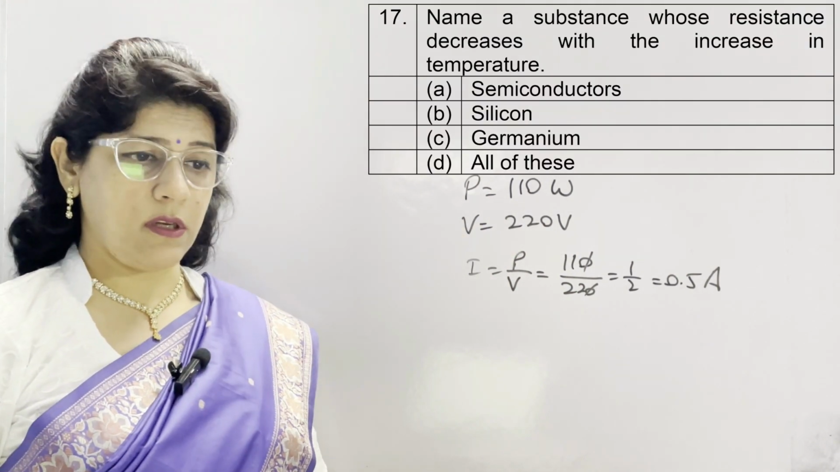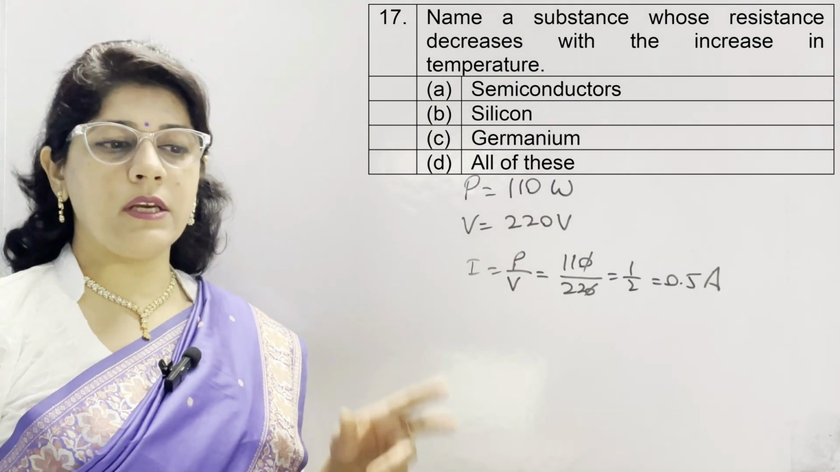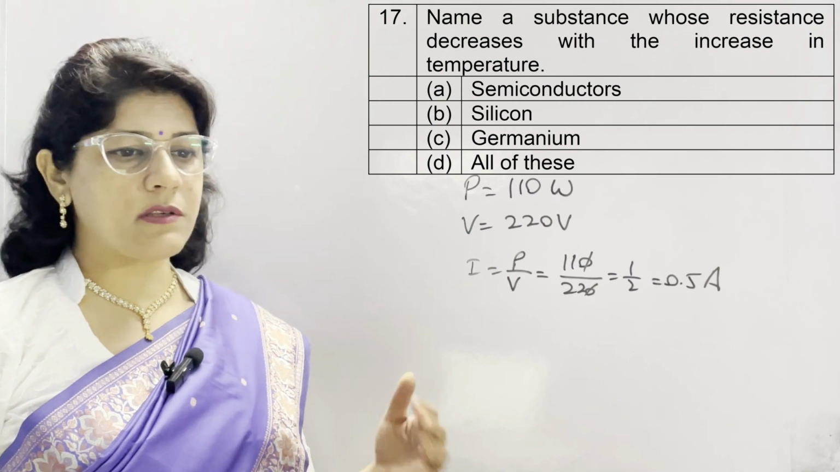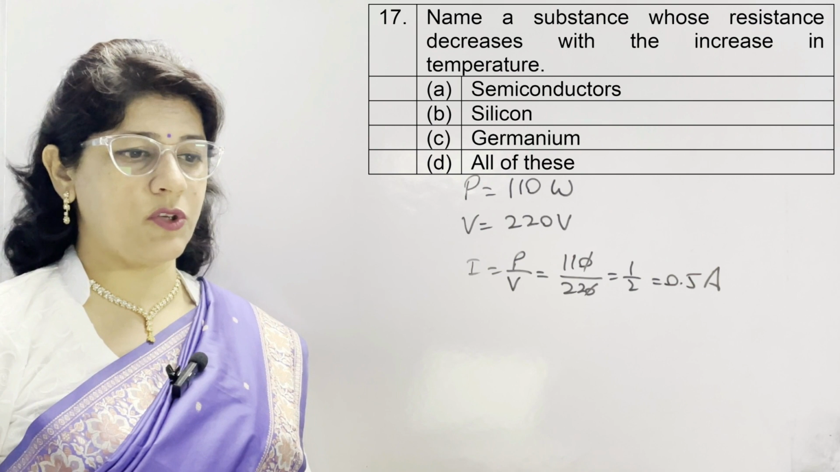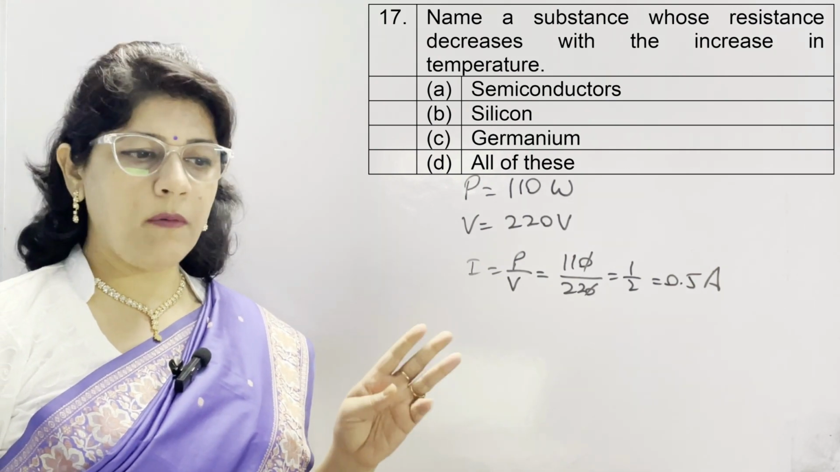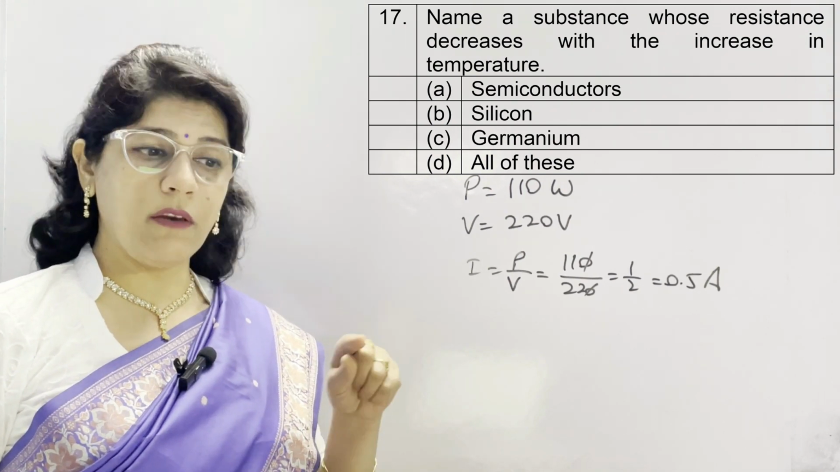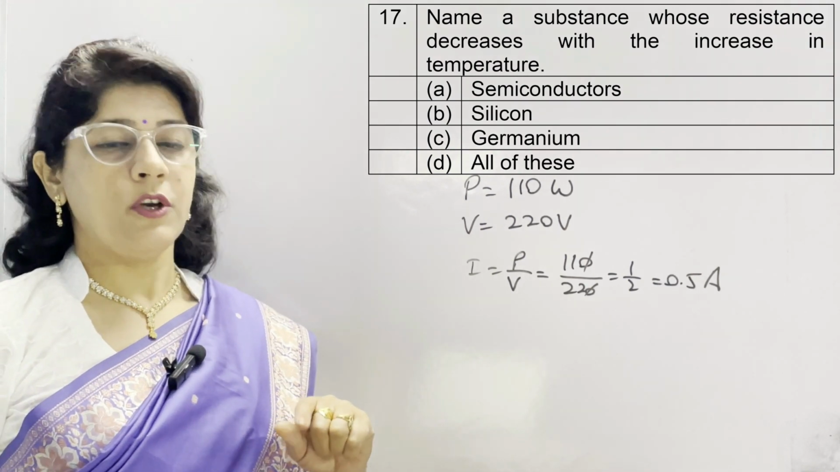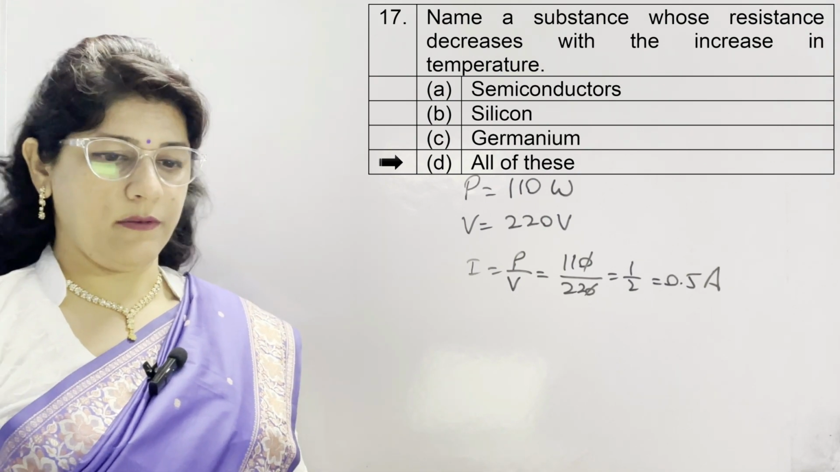In question number 17, name a substance whose resistance decreases with the increase in temperature. Normally we know that with increase in temperature resistance increases, but here the question asks resistance decreases with increase in temperature. A option semiconductors, B silicon, C germanium and D all of these. Correct answer is semiconductors, but the given options are silicon and germanium. Both are semiconductors. So correct option is D, all of these is correct here.